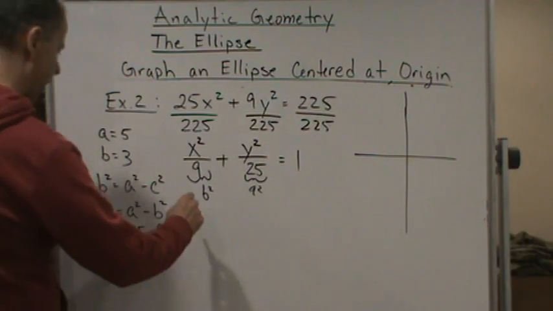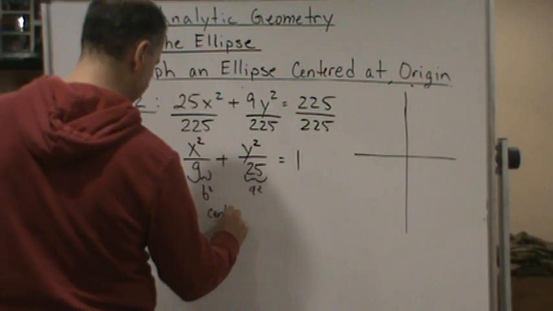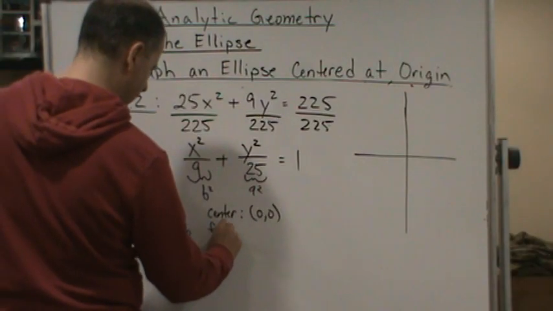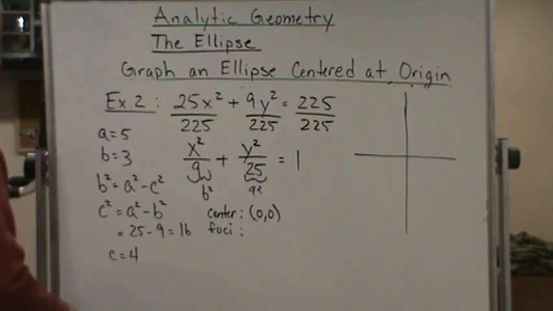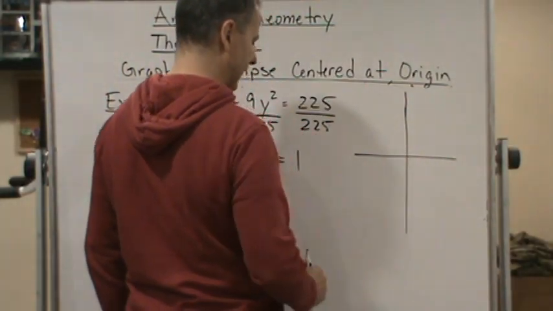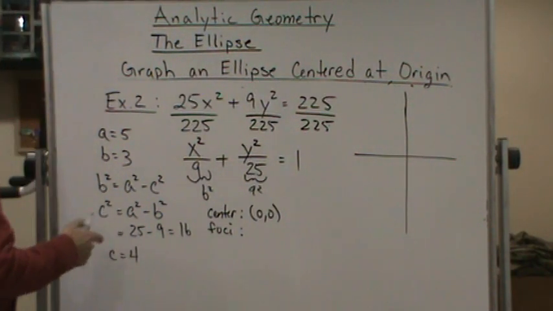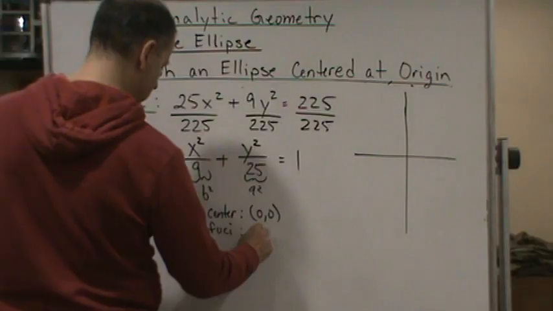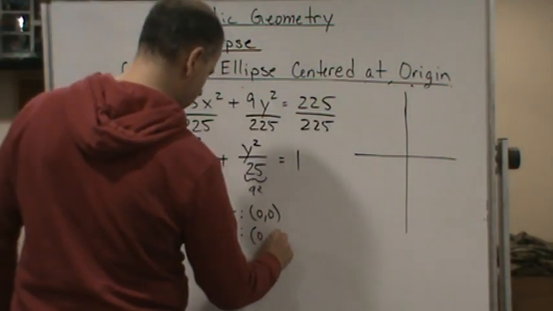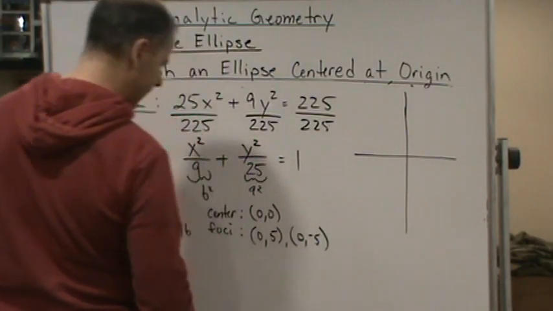So let's write everything down. So the center, it's going to be centered, right? The center is 0, 0. The foci, now here's the thing. The foci are along the y-axis, right? So in this case, what? It's going to be 0, comma a, which is 5, and 0, comma negative 5.